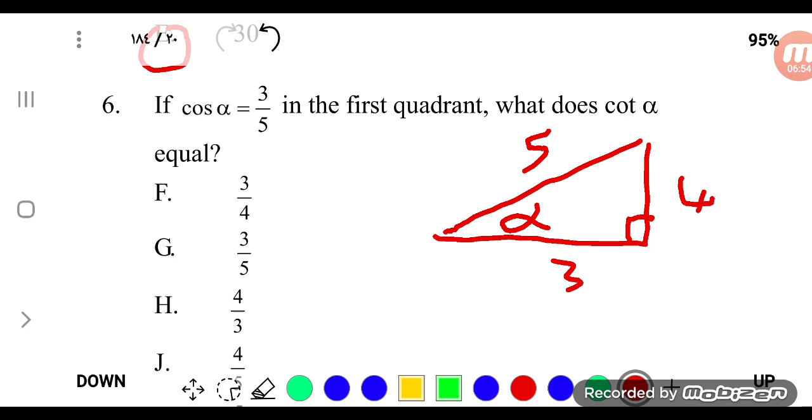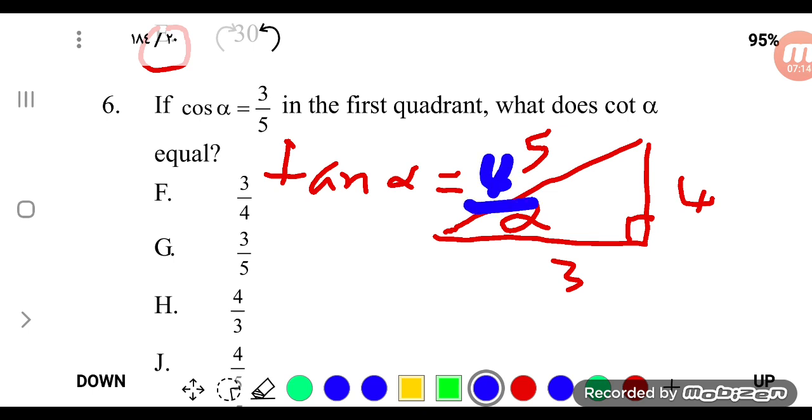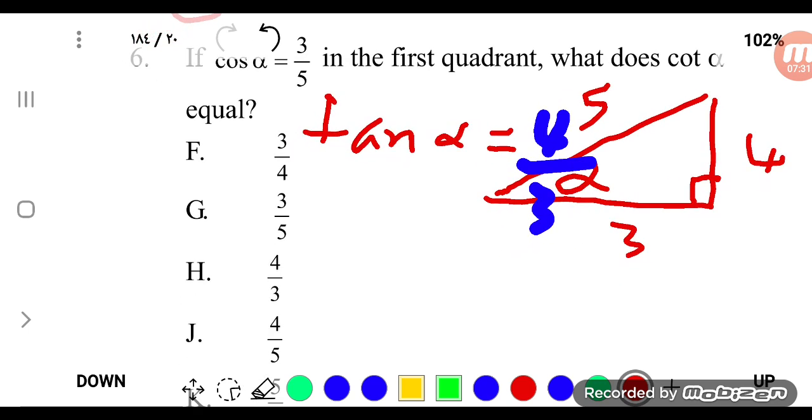Now, tangent is opposite over adjacent, which means tan alpha is equal to 4 over 3. But I don't want tangent, I want cotangent. Cotangent is the reciprocal of tangent, which means 3 over 4. So option F is correct here. 3 over 4 is the answer.